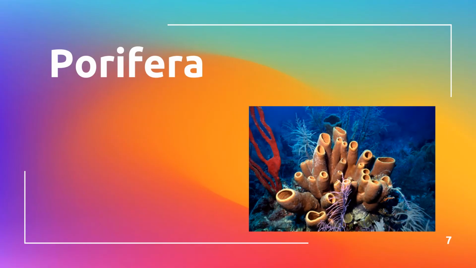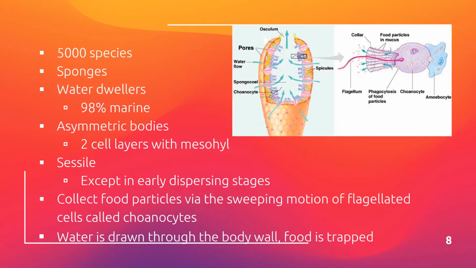So let's get to our first phylum, which is Porifera. As you can see in the image, Porifera is basically synonymous with sponges. There are around 5,000 species in this phylum, and every member lives in aquatic environments. The vast majority of them, 98% of them, live in saltwater or marine environments. Some defining characteristics of sponges include asymmetric bodies and lack of distinct tissue.